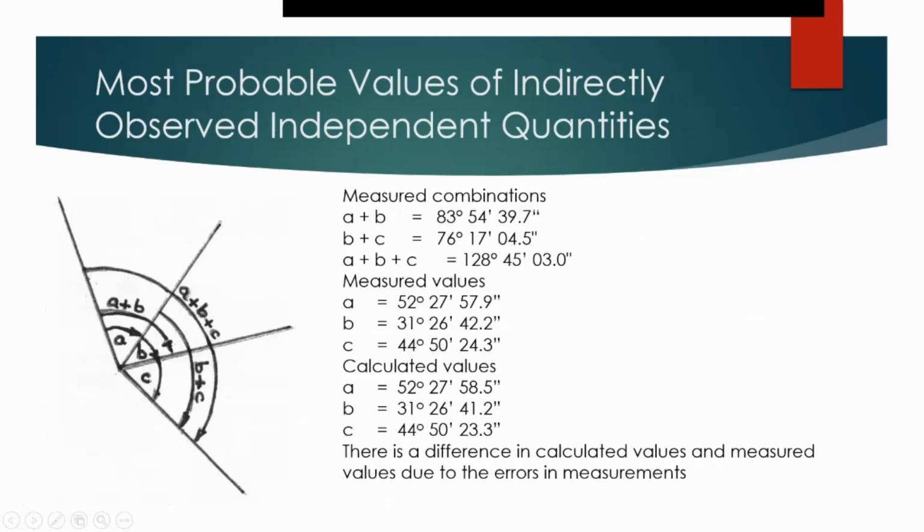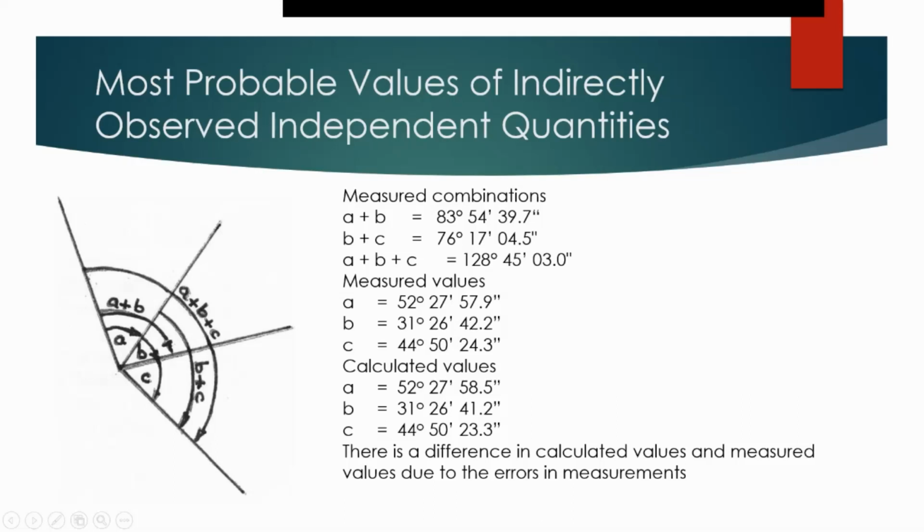The next topic is about most probable values of indirectly observed independent quantities. Now, let's say these things are measured and one is calculated, right? Here the measured combinations are AB, BC, and ABC. Now you can find AC directly through calculations or by measurements.